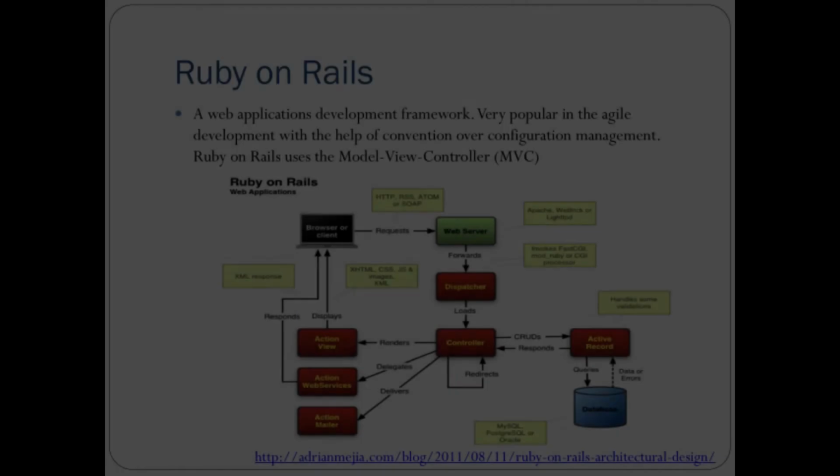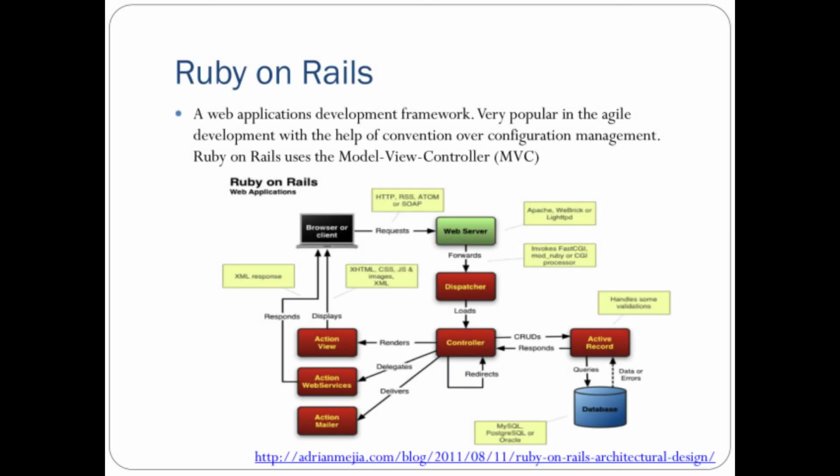So in Ruby on Rails, the architecture is basically based upon model view controller, which is a well-known old form of service and web application deployment. Ruby on Rails is based upon agile development and the conventional features of model view controller, and it gives more priority to model view controller over configuration management. So you have to bother less about configuration management. This is one of the architectures for Ruby on Rails.